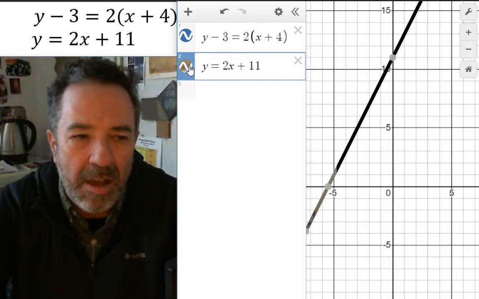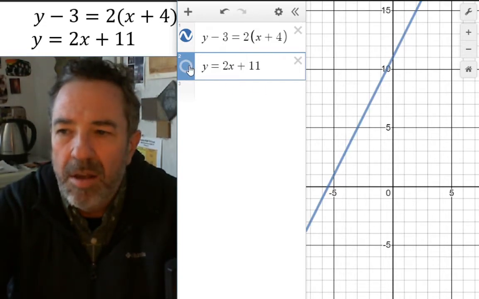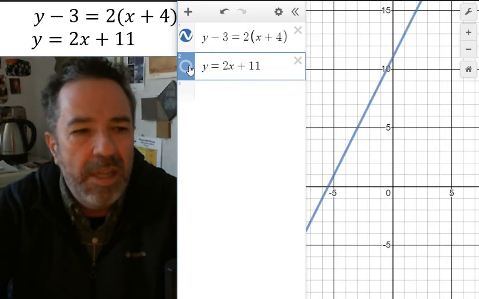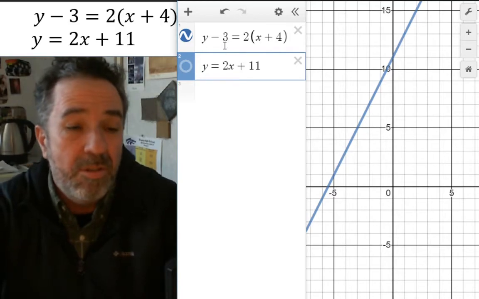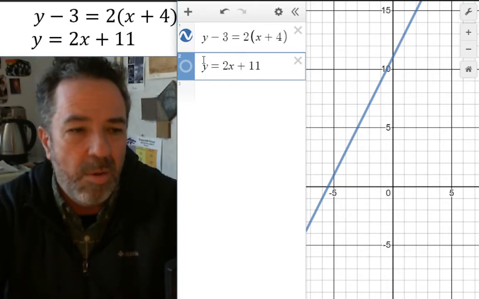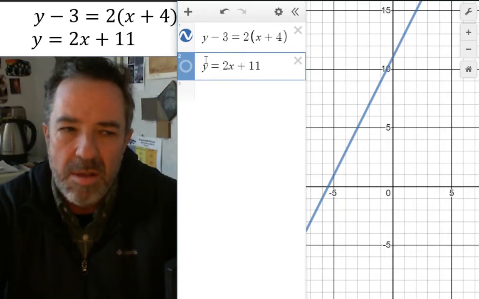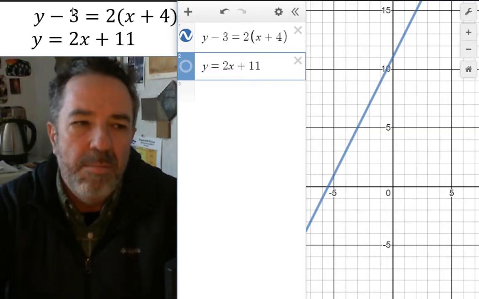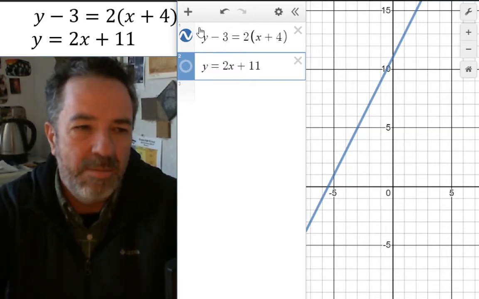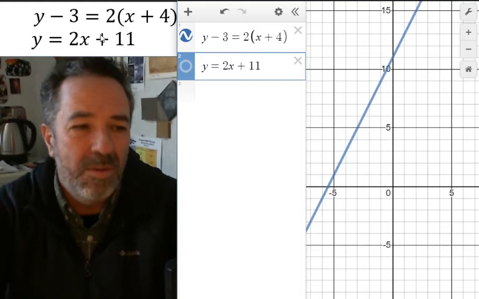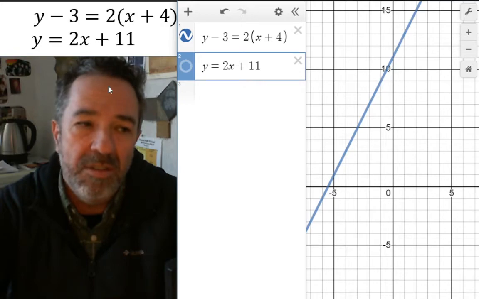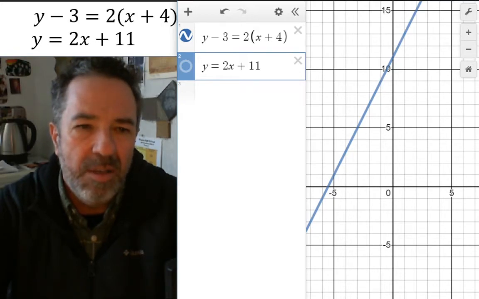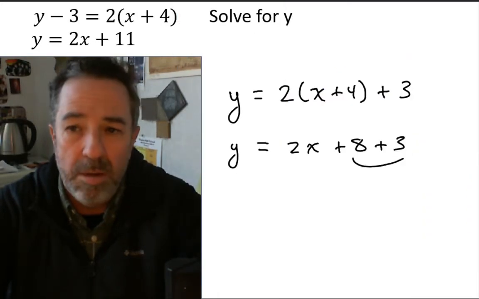In fact, if I click off the green one and back on, you can see that they are totally lining up exactly, demonstrating to me that these are indeed equivalent equations. They're saying the same thing. y minus 3 equals 2 times the quantity of x plus 4 is the same thing as y equals 2x plus 11. So when you use these properties of equality, you get equations that are equivalent to the other ones. Let's move on to another problem.